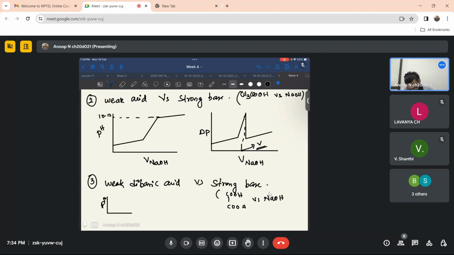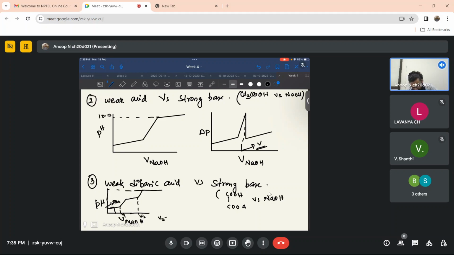Here pH versus VNaOH. While writing pH, write small p and capital H. So how will the plot look? Initially you have a small upward portion, then it goes like this. Again we have an upward portion like this. So we have two values. From this value we will get pKa1, that is dissociation constant 1. Similarly, this is V1, this is V2.